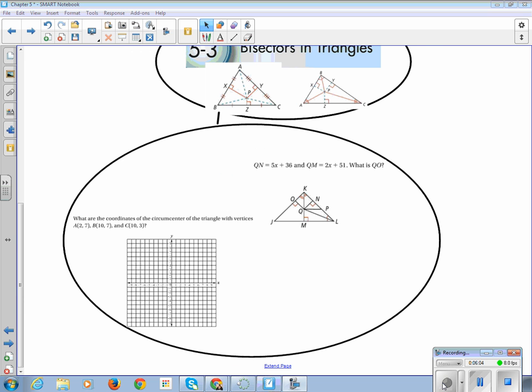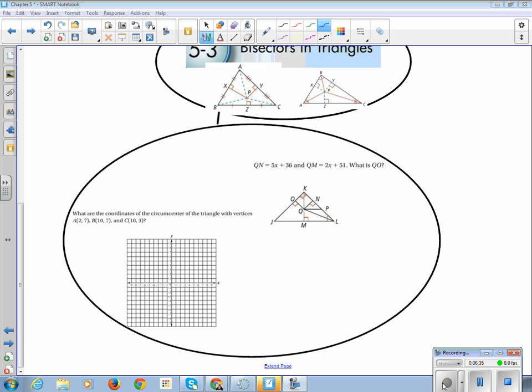All right. So we're going to start out with this problem here. What are the coordinates of the circumcenter of the triangle with vertices at 2, 7? Now, here's your choice. You could do this on graph paper and get the answer right, or you can try to make your own wonky graph and get it wrong. My suggestion is you do it on graph paper and get it right. So if you don't have graph paper now, I would definitely get some out.